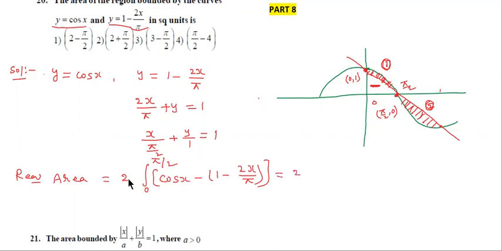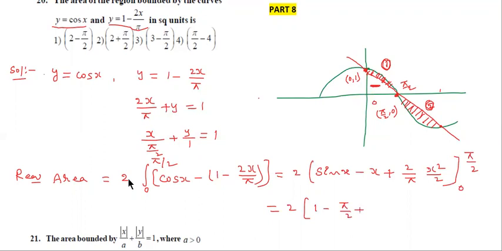Now 2 into integration of cos x is sin x, minus integration of 1 dx is x, minus into minus plus 2 divided by pi integration of x square by 2. Now what are the limits? 0 to pi by 2. Now 2 into substitute the upper limit: sin of pi by 2 is 1, minus pi by 2 plus 2 by pi. Here 2 cancels, so this is 1 by pi. X square is there. Substitute pi by 2, you will get pi square by 4.